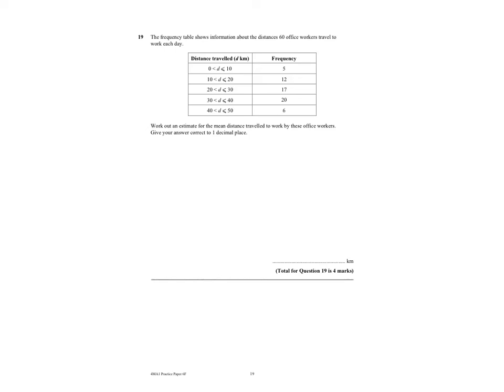Question 19. The frequency table shows information about the distances 60 office workers travel to work each day. So we know our total frequency is 60. Work out an estimate for the mean. Now, when we have a frequency table with intervals, we need to find the midpoint. So the midpoint of each interval between 0 and 10 is 5, 10 and 20, 15, 20 and 30, 25, 30 and 40, 35, 40 and 50, 45.